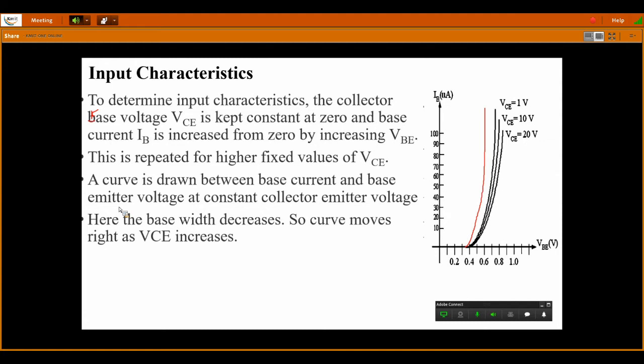Here we will find the input resistance by taking the ratio of your input voltage with respect to your input current. As the input voltage is VBE and the input current is IB, the input resistance is RI equal to VBE divided by IB. As IB is in microamps and VBE is very small, we approximately get the resistance in terms of kilo ohms or ohms.